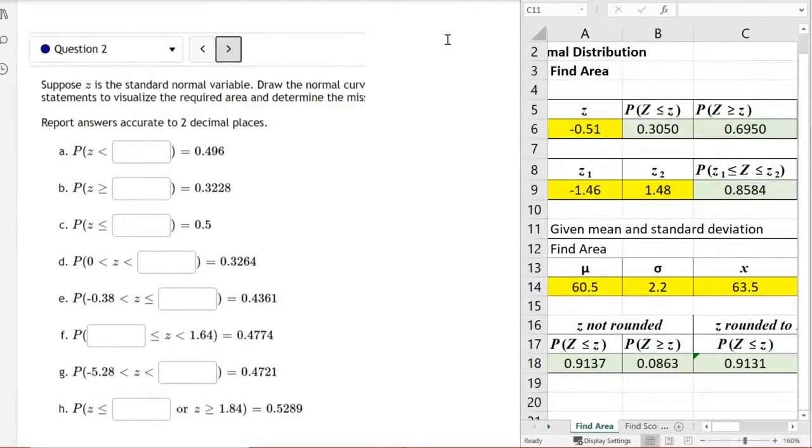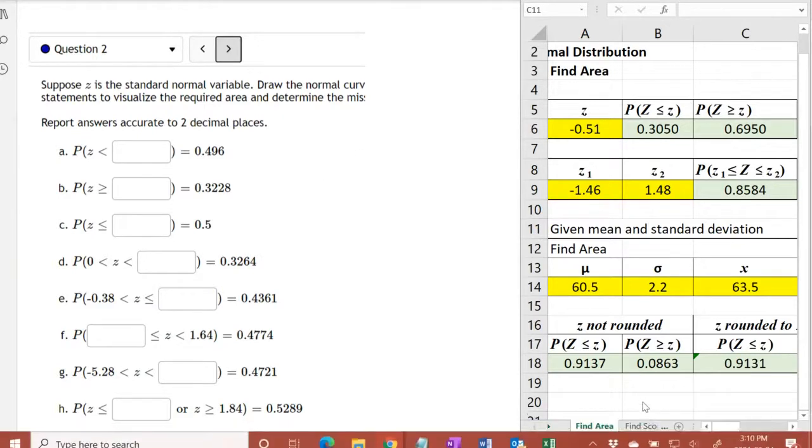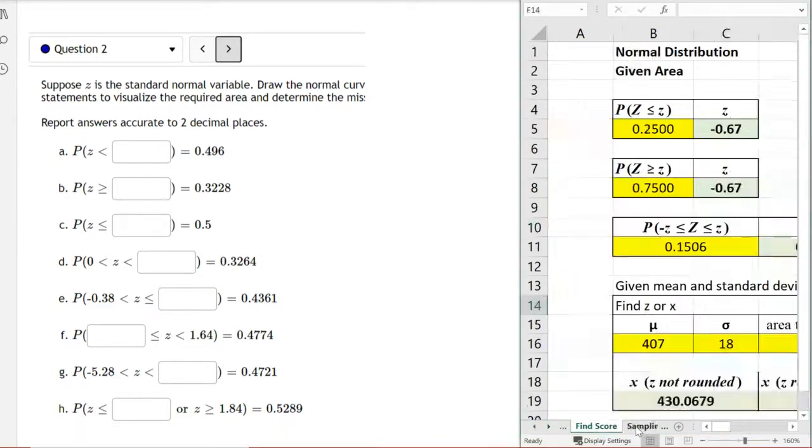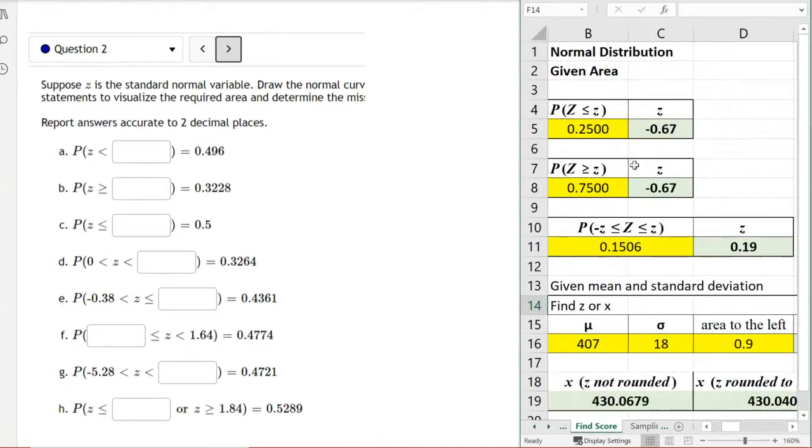So for this question, I'm going to be using the Find Score tab here. That's this sheet that said Find Score in this calculator, and I can just plug in those values here in the yellow cells and obtain the respective Z scores.